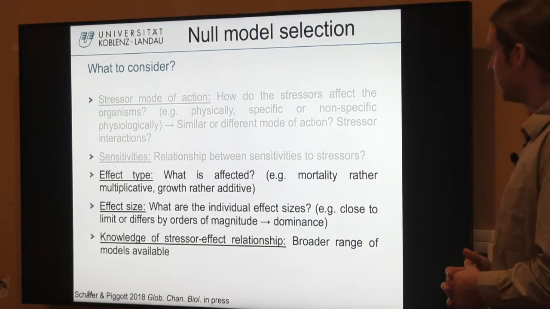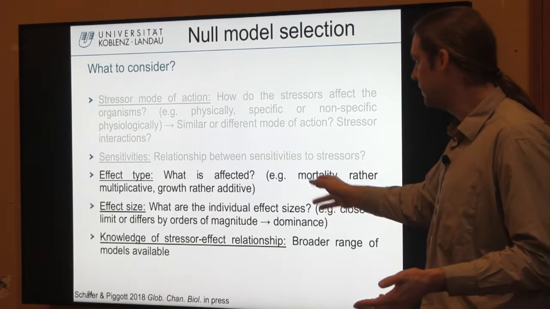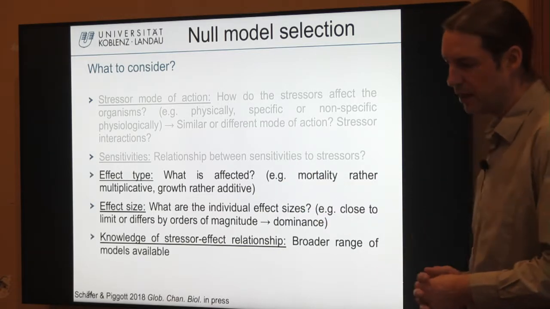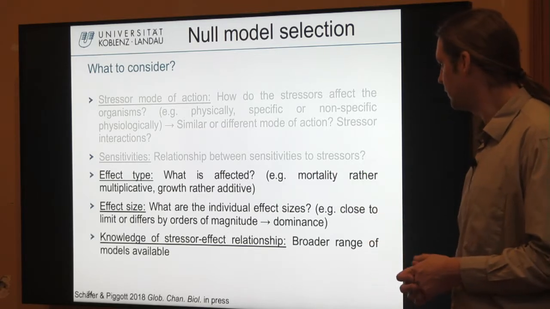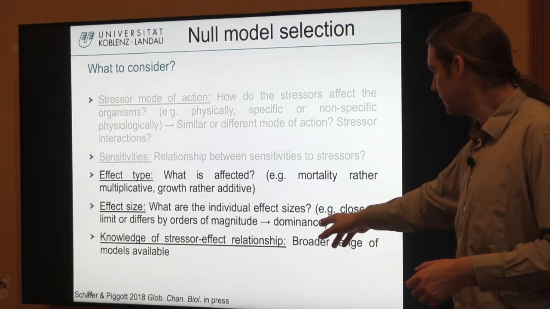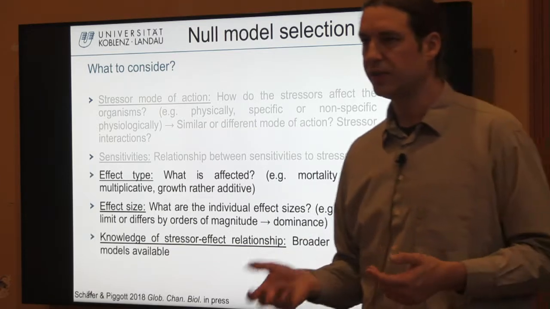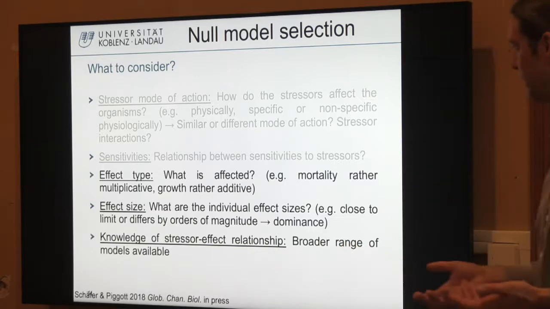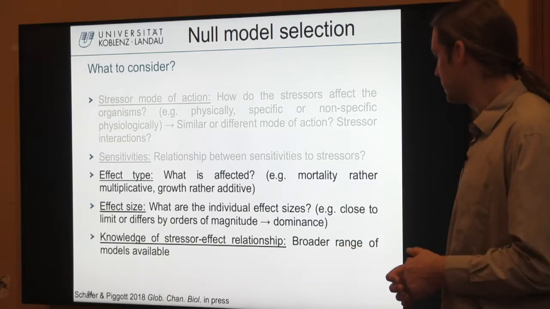Something else to consider is, of course, the effect type. What is affected? Is it mortality? Then we rather should use the multiplicative null model. Is it growth? Then perhaps rather the additive. What's the effect size? When you're close to the limit of the effect, then obviously you can't have much additivity anymore, and dominance should be sufficient.